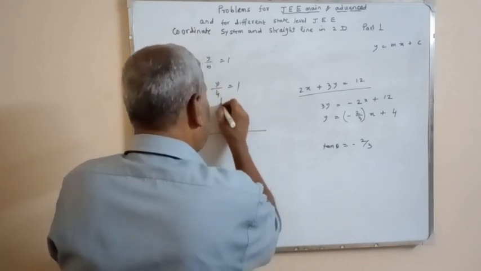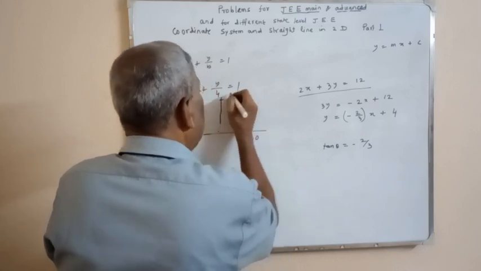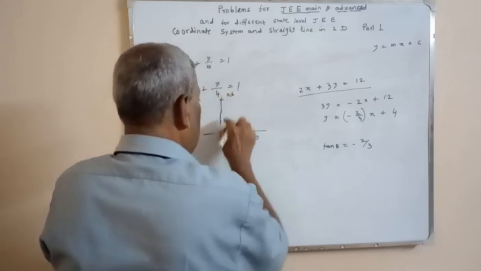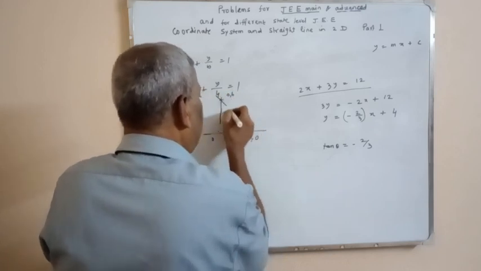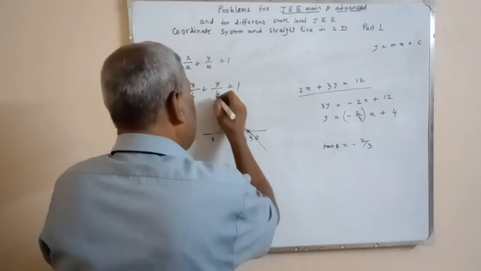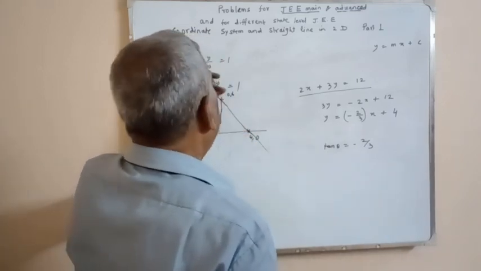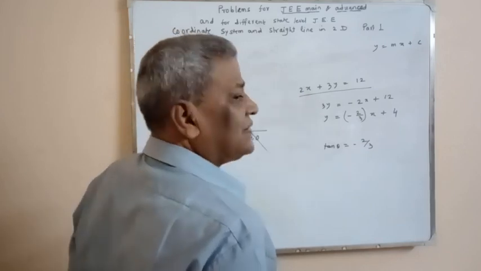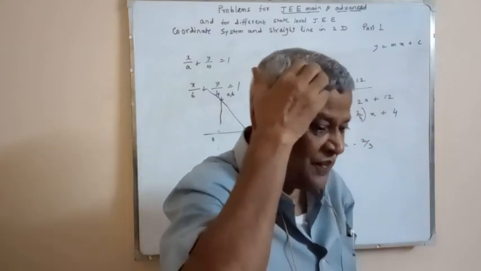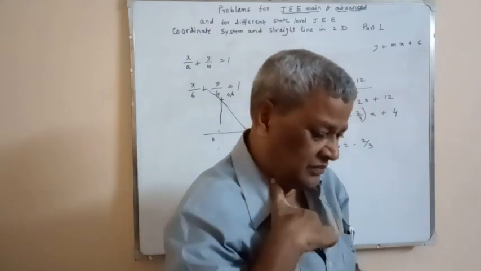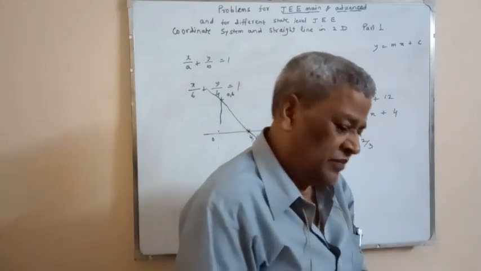6 unit on x-axis, and 4 unit on y-axis. Join them. Extend. This is the straight line. It's okay. Let us stop today. Next day we discuss few more important points, then solve problems.